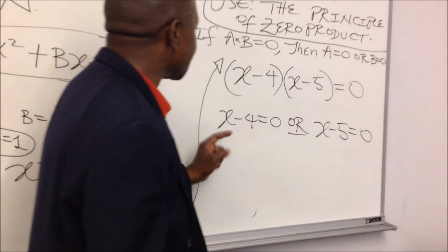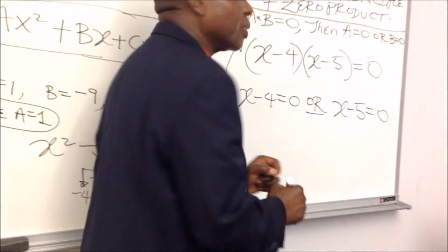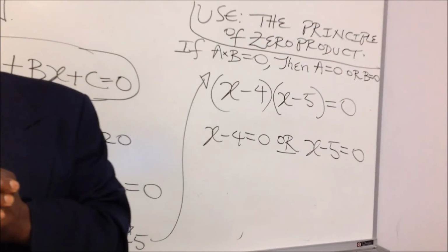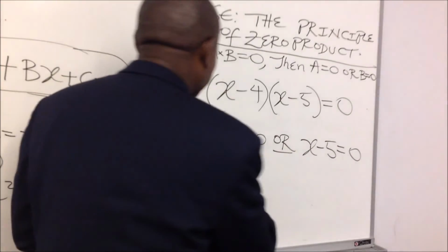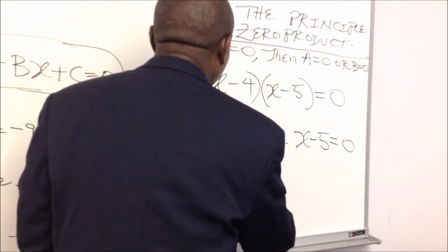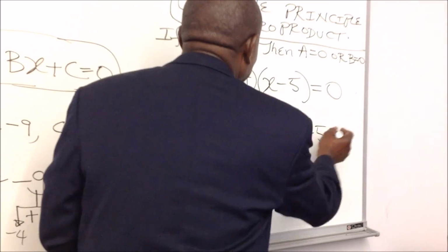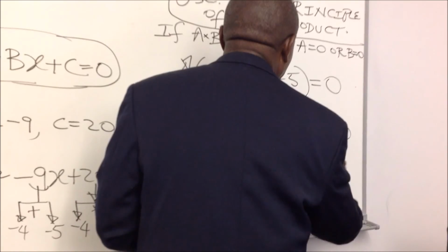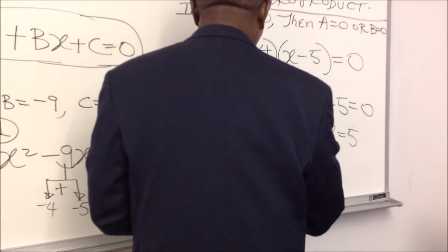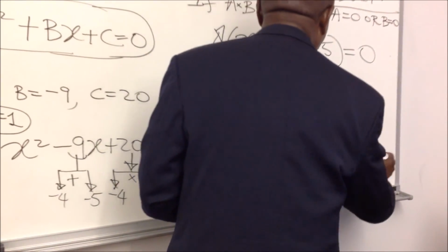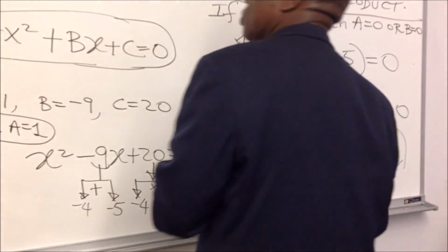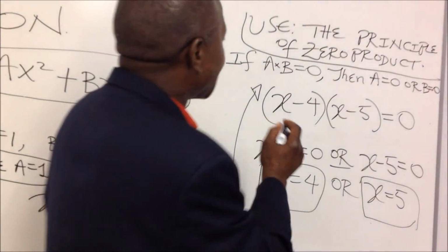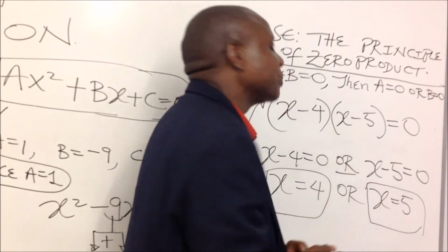So this implies what? x minus 4 equal to 0. So what will x be? It means that x equals 4. Or in this case, where x minus 5 equals 0, it means that x must equal 5. So our solution for this radical algebraic equation is x equals 4 or x equals 5.